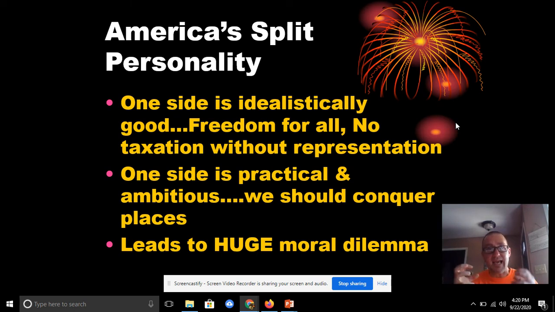So those two things constantly come in conflict with each other, because how can you justify going and conquering other people if you're going to go take their freedom away? If we truly believe all people should be free and have liberty, how can we go take somebody else's freedom and liberty away? I hope that makes sense.